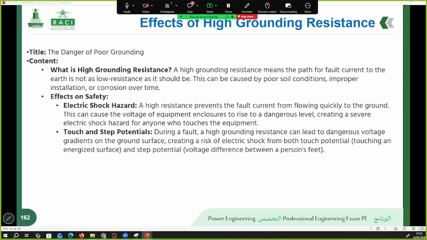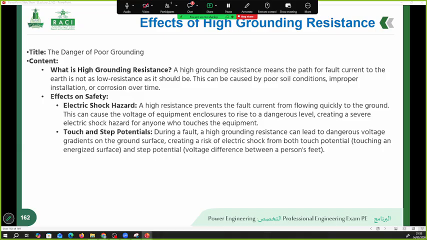So regarding the electric shock hazard, in a fault condition, for example, a live wire touching the metal frame of a motor, the fault current will flow through the grounding system. If the grounding resistance is high, the voltage of the equipment frame will rise to a dangerous level rather than being safely dissipated into the ground. So this creates a severe electric shock hazard for everyone who touches the equipment. The circuit breaker may also not trip as the current is not high enough to activate it.